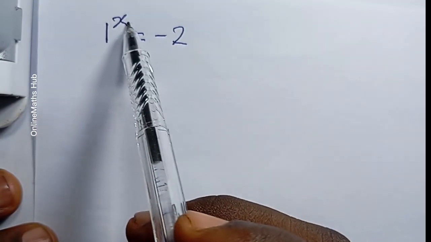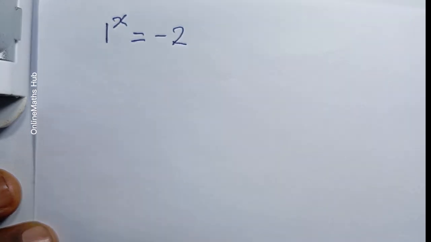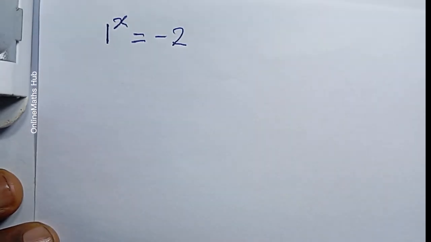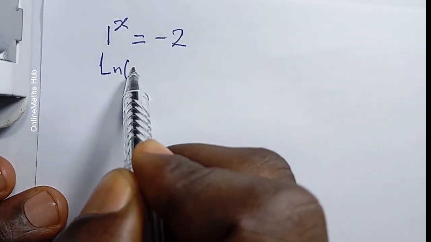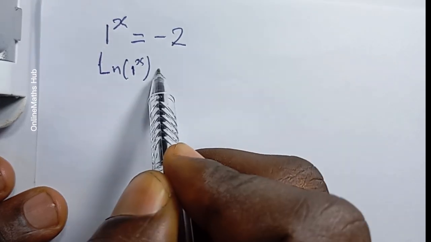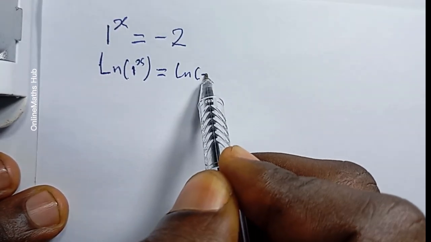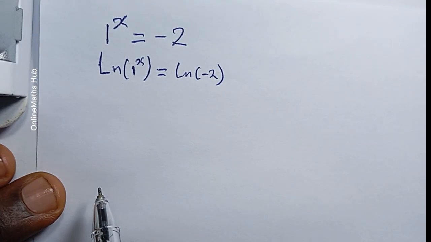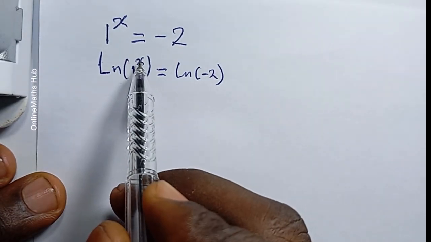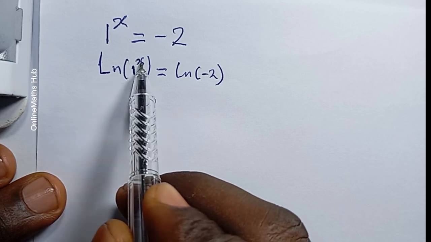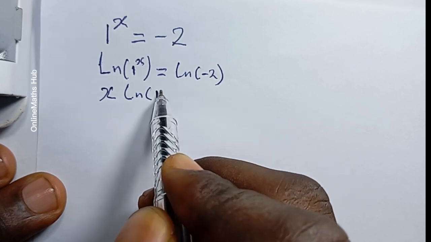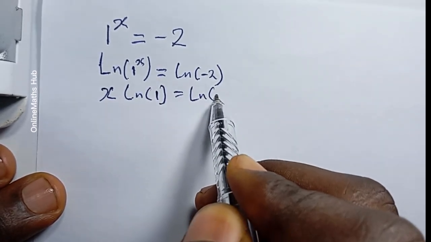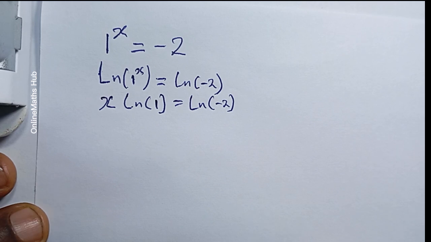Whenever you have an unknown as the exponent, one of the most natural things to do is just to take the natural log of both sides. So if I do that, I'm going to have the natural log of 1 power x equal to the natural log of negative 2. Then I'm going to apply the natural log property, so I'll bring down this x right here. I'm going to have x multiplied by the natural log of 1 equal to the natural log of negative 2.